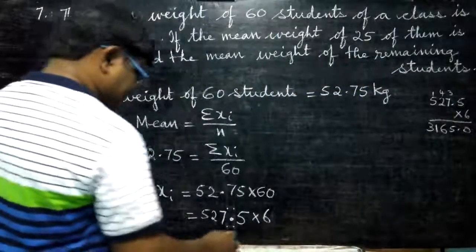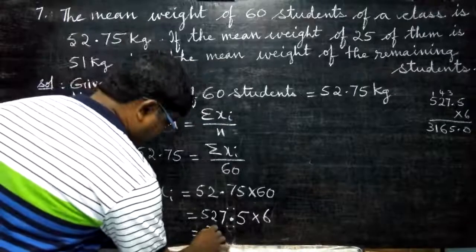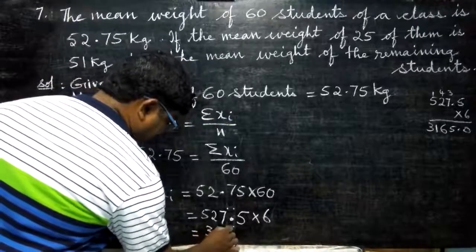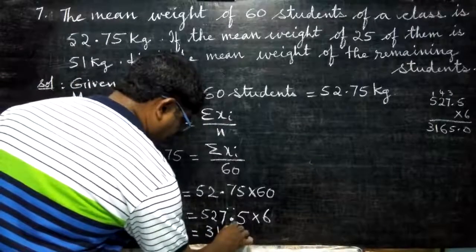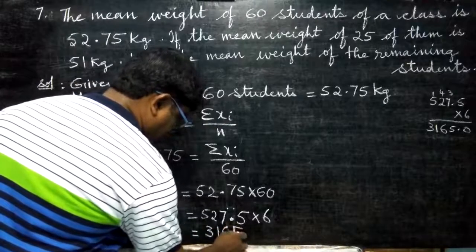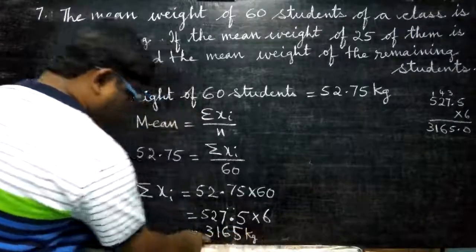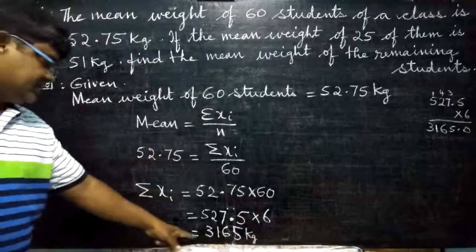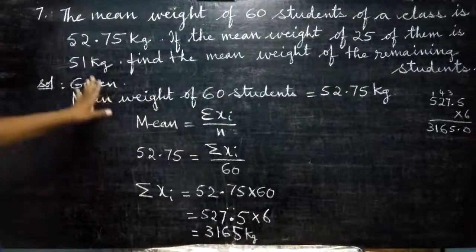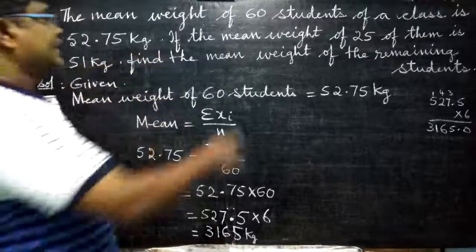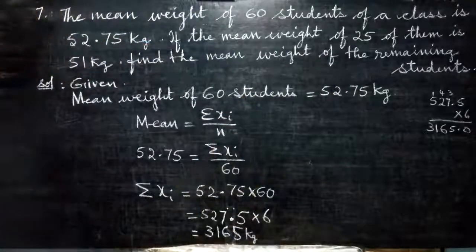So what is the answer? How much did you get? 3,165 kgs. This is the total weight of 60 students, 3,165. Now next we are going to find the mean weight of 25 students.